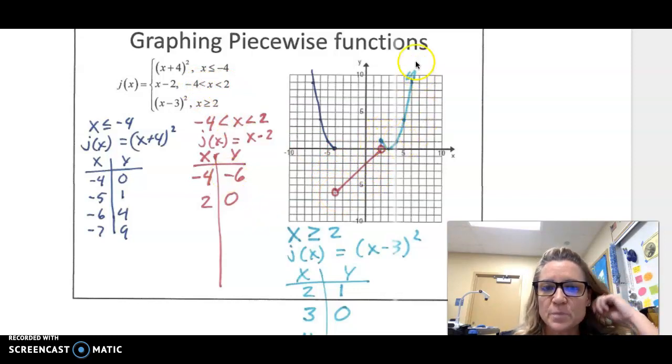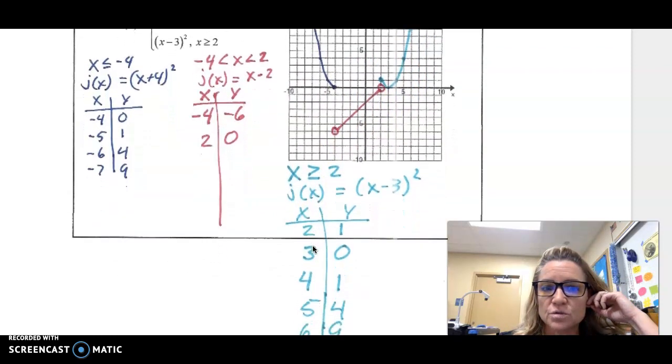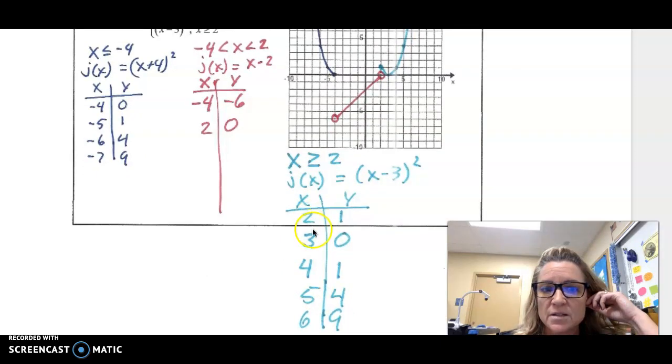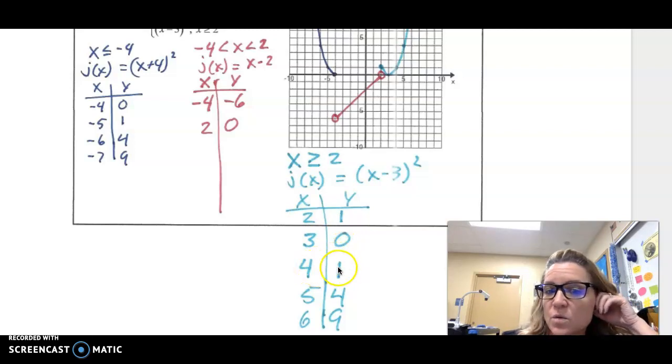And then the turquoise part over here to the right is when x is greater than or equal to 2. So I plugged in 2 and a couple other points. So 2, 3, 4, 5, 6. We want to subtract 3 and then square it. So 2 minus 3 is -1. -1 squared is 1. 3 minus 3 is 0. 0 squared is 0. 4 minus 3 is 1. 1 squared is 1. 5 minus 3 is 2. 2 squared is 4, and so on.